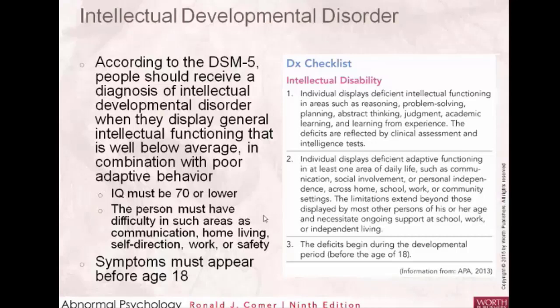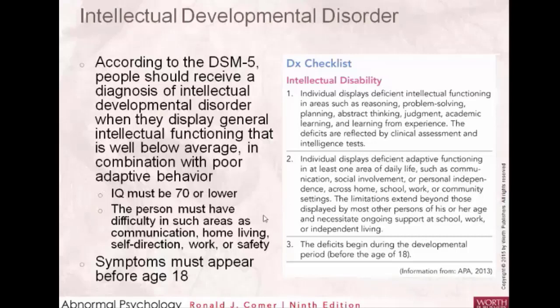The reason that we have to have them both is because some individuals might score very poorly on an IQ test for whatever reason. Maybe there's a different issue going on, or maybe a person is just not a good test taker or not putting forth enough effort, that kind of thing. But if a person has a low IQ score and yet they are still fully functional in their everyday life, we would not diagnose an intellectual disability. So we need both of those criteria, as well as having the symptoms appear before age 18.